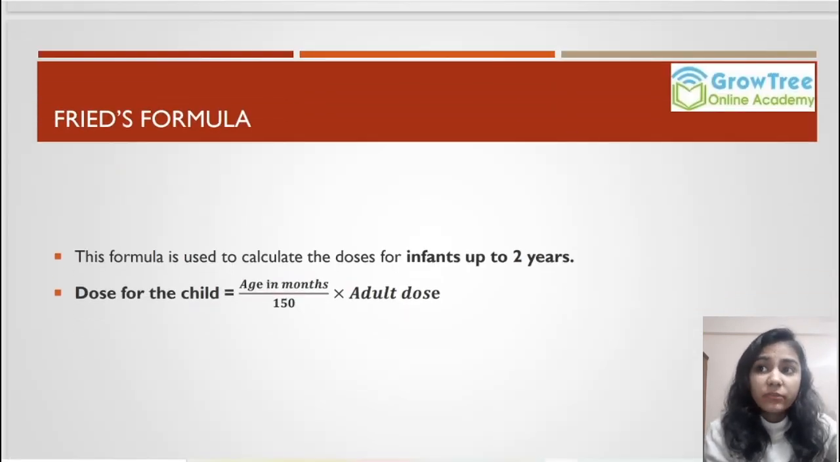Now the third one is the Fright's formula, and this formula is generally used to calculate the dose of infants up to 2 years of age. So the formula is as follows: age in months upon 150 into adult dose. In the previous two formulas, the age was taken into years, and in this formula the age is taken in the unit of months.